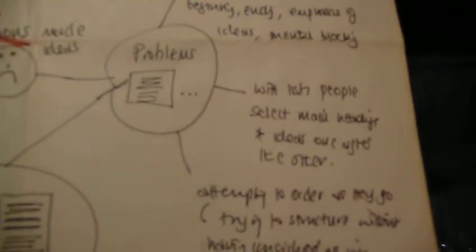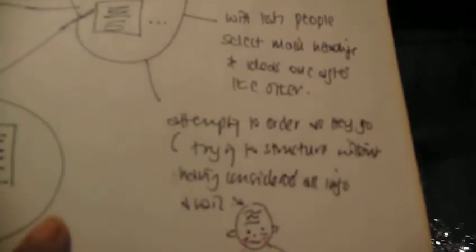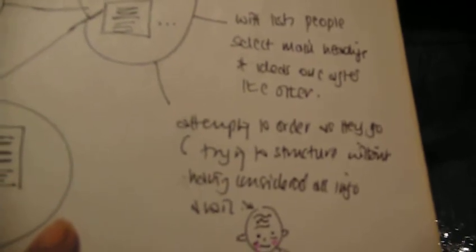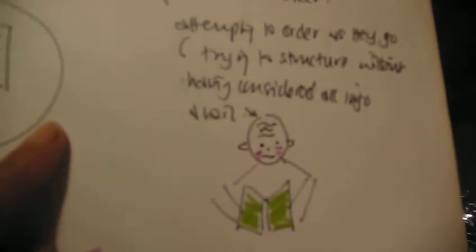With lists, you have to select the main headings, and you have to put ideas one after the other because of the space limitations. Now what that means is you're attempting to order information before you know what all the information is, and here you can have this confused face.